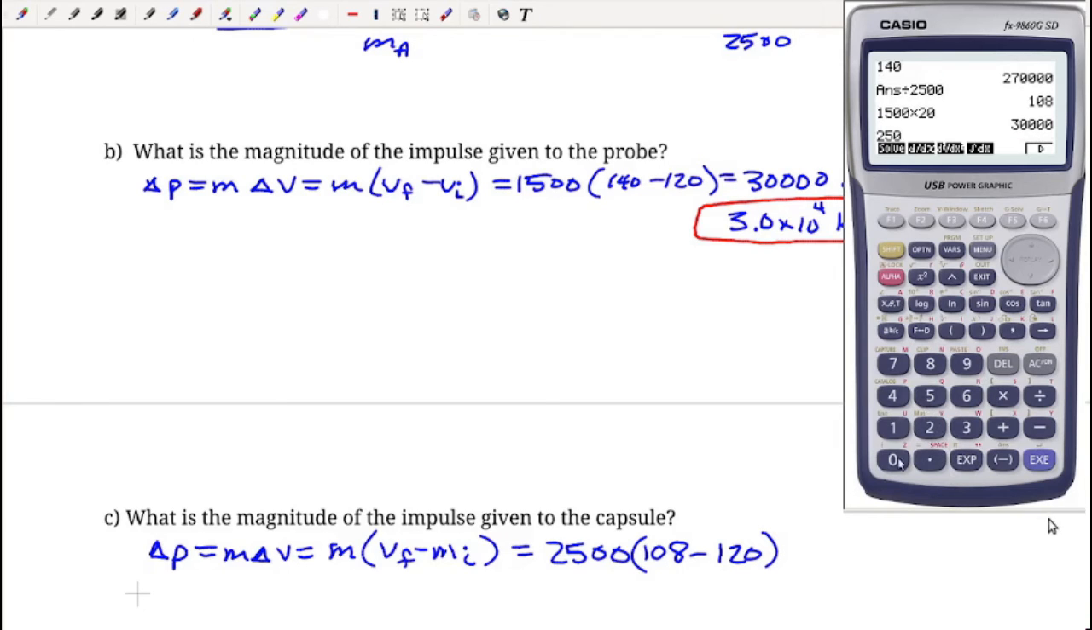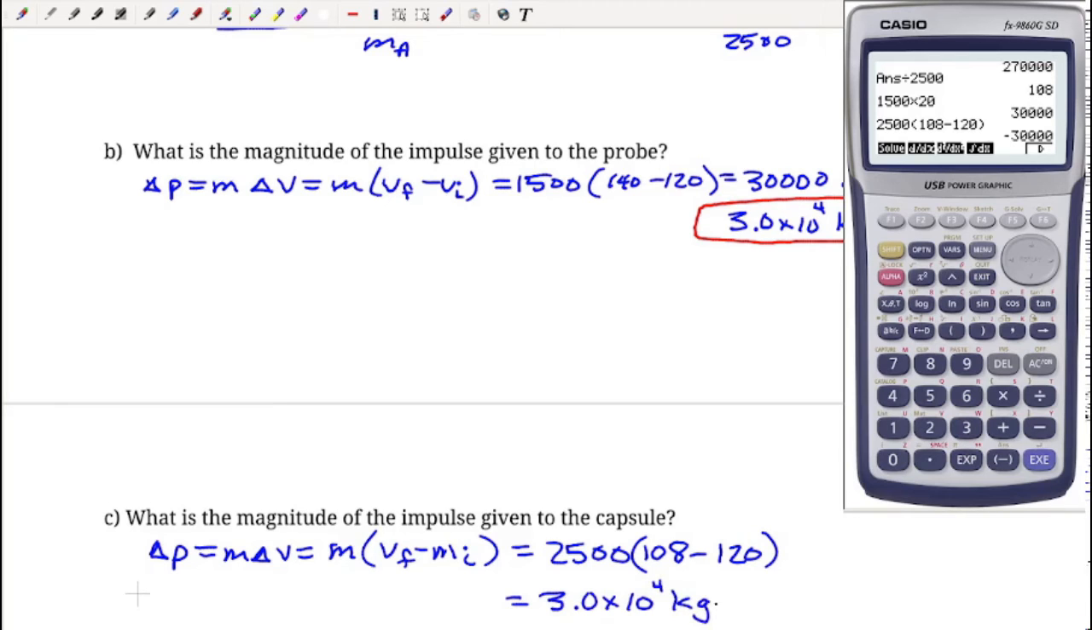So 2,500, 108 minus 120. And it gives me, again, the negative indicates backwards. So I'm going to call this negative 3 point. Actually, I'm not going to call it negative. I'm just going to leave it positive and write backwards. So 3.0 times 10 to the 4 kilogram meters per second backwards.